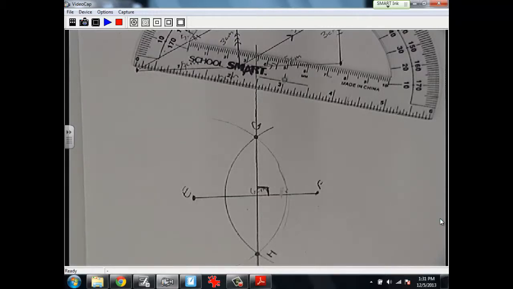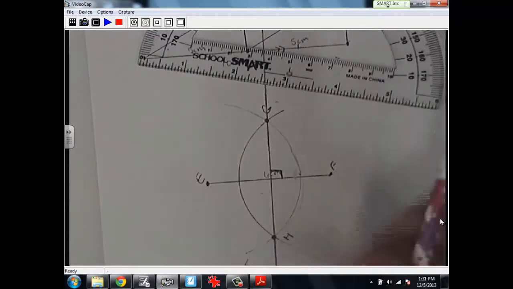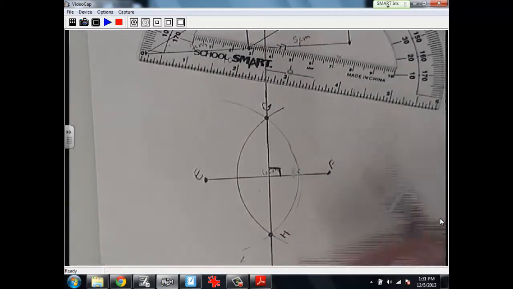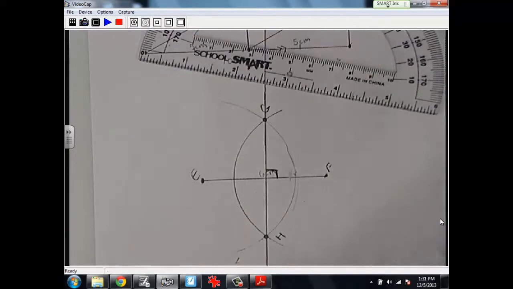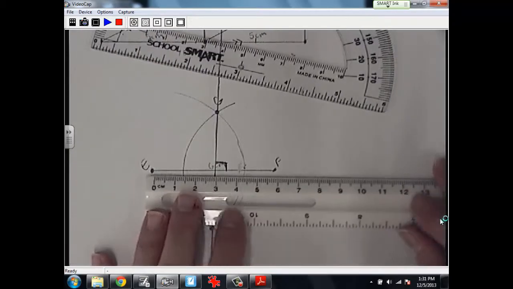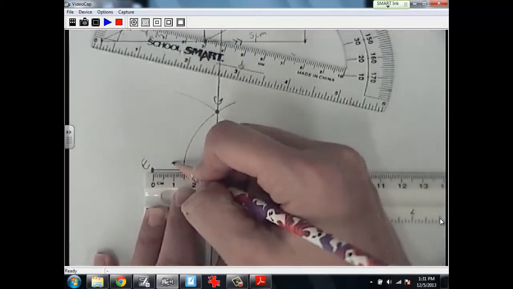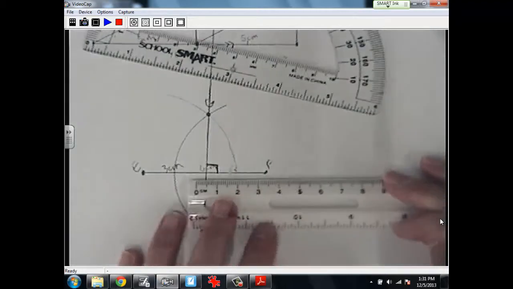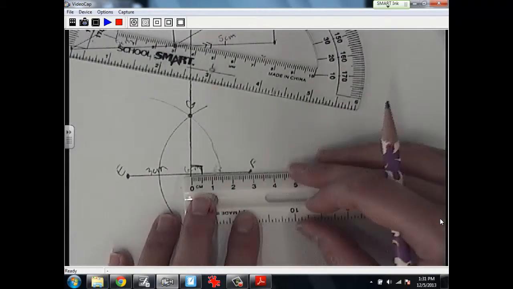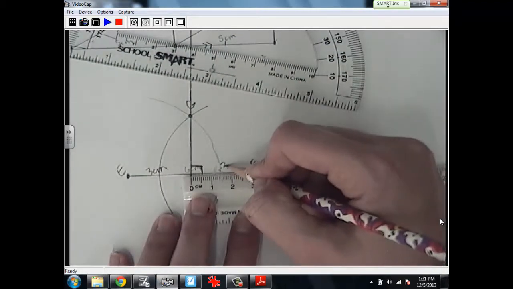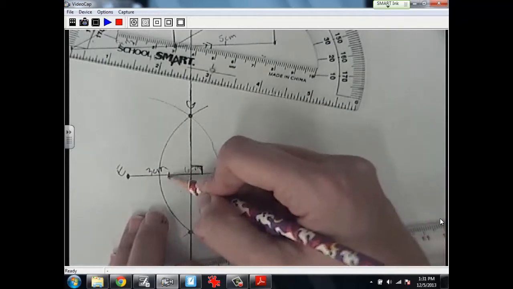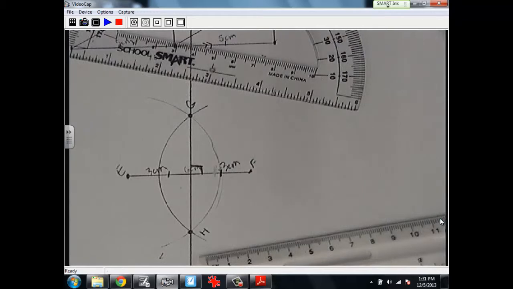How do I know it's bisected? How do I know this is bisected? Measure it. Prove it. This is 3 centimeters, right? This one, for me, this one is also 3 centimeters. It's bisected and it's perpendicular, right?